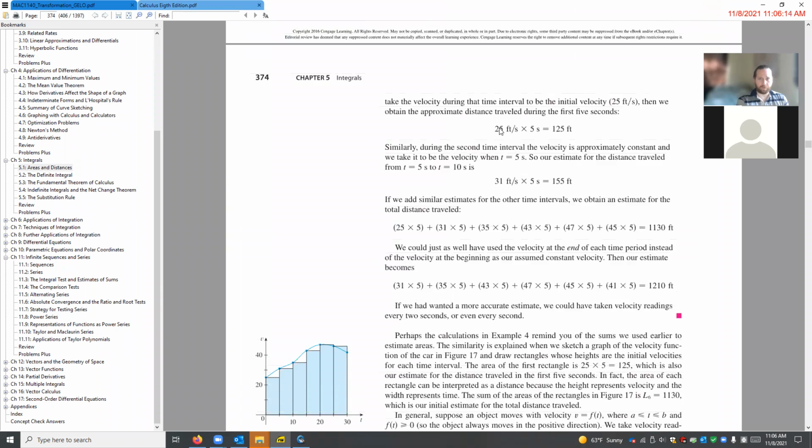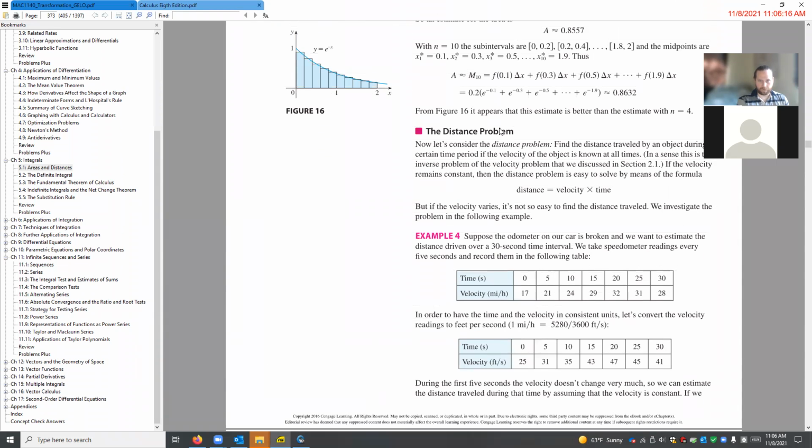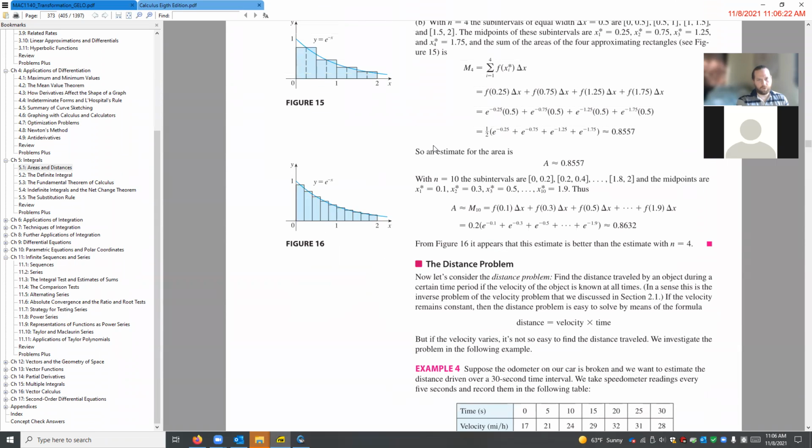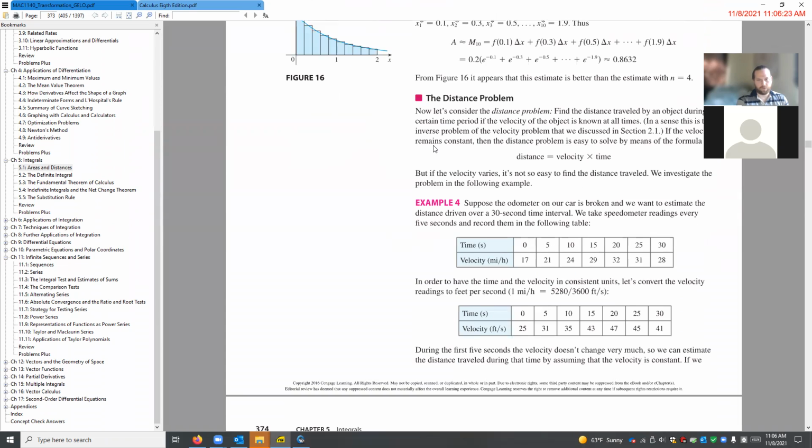So we will be getting into 5.2 today. And the only thing I want to talk about a little bit before then, we'll talk a bit about overestimates and underestimates, and then we're going to talk about this distance thing.